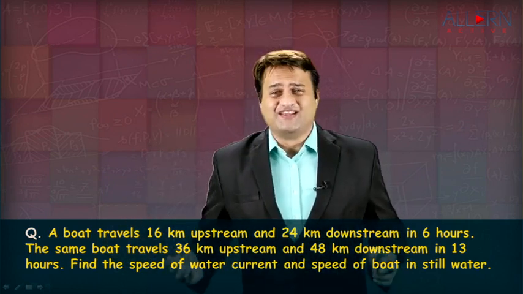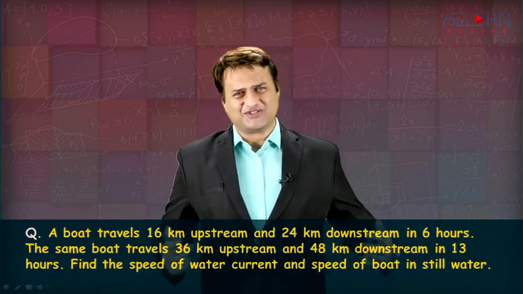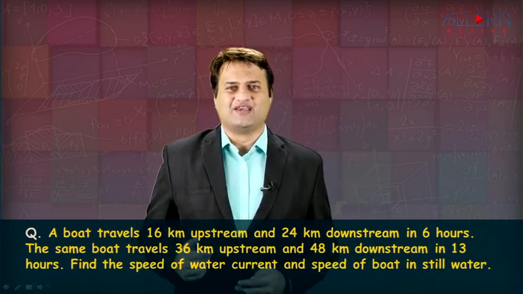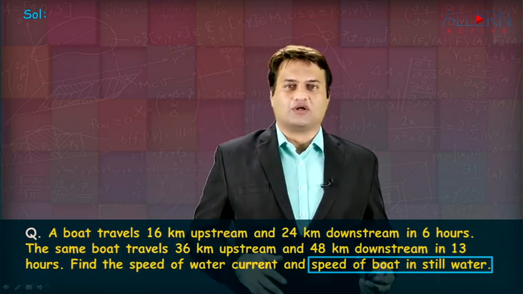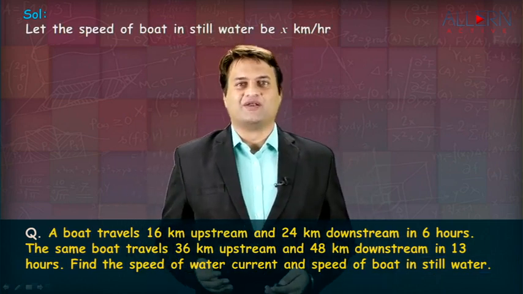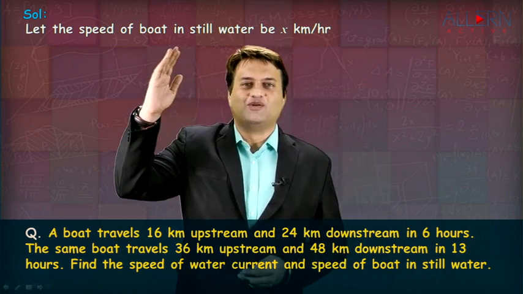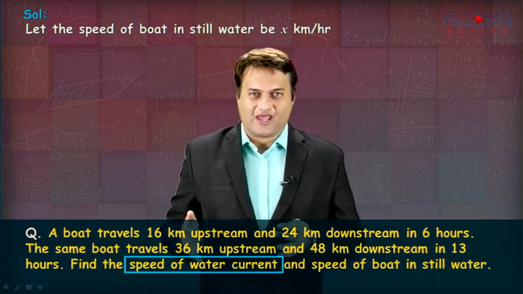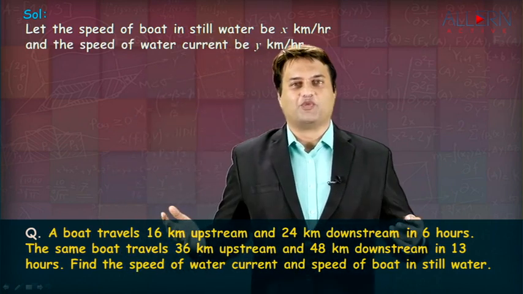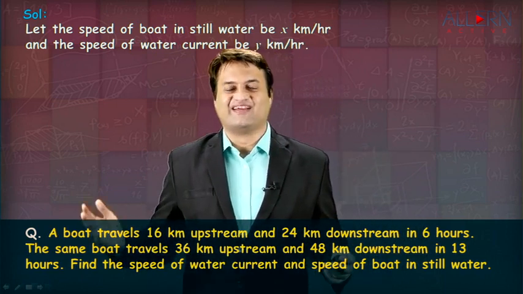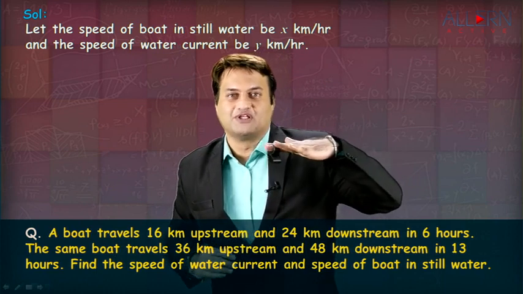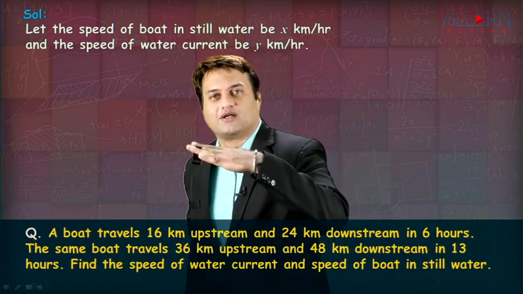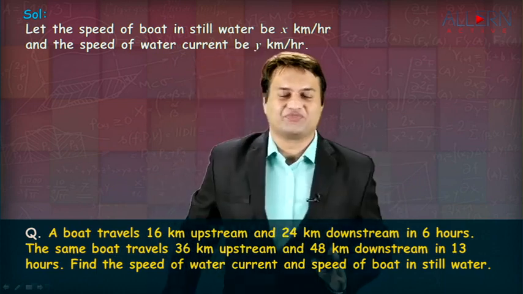As I always say, initially don't try to understand anything, just read the last statement, and the last statement says find the speed of the boat in still water and the speed of the water current, right? So let the speed of the boat in still water be x kilometers per hour and let the speed of the water current be y kilometers per hour, right? So we know there are two unknowns. There is a boat which is moving with a speed of x and there is water current which is moving with a speed of y, right?